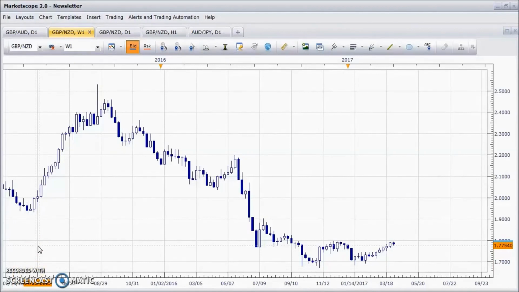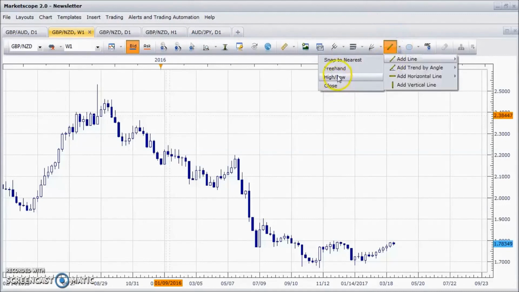I want to give a quick analysis on the pound New Zealand dollar. Now, if you have been following my analysis on the Great British Pound New Zealand dollar, you would have known that I have a strong bearish bias on this currency pair. And the reason why I have a strong bearish bias on this currency pair is the fact that we are in a downtrend. That's number one. We are in a downtrend.